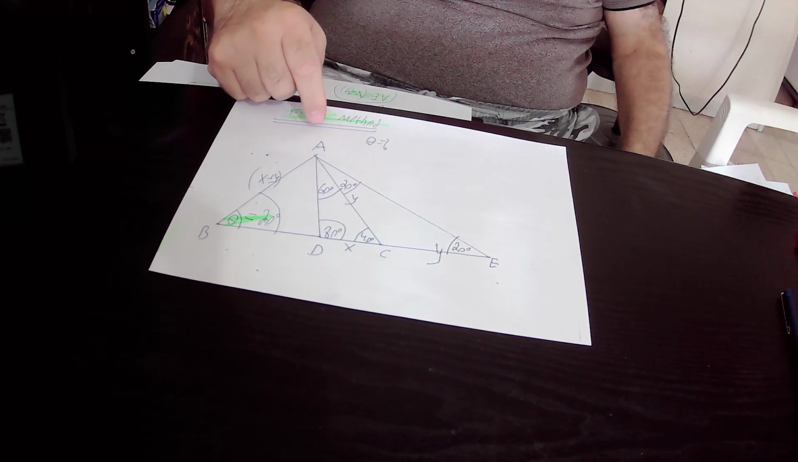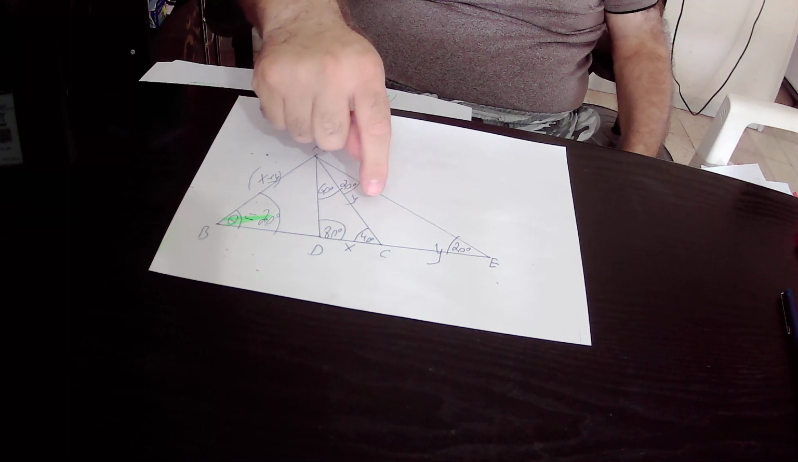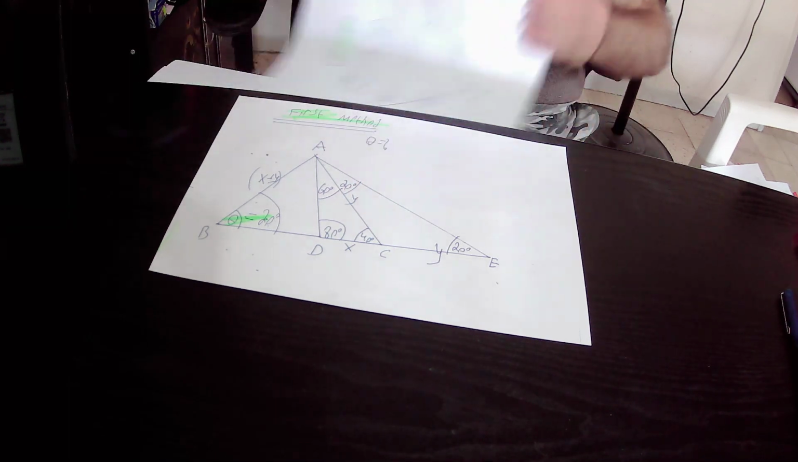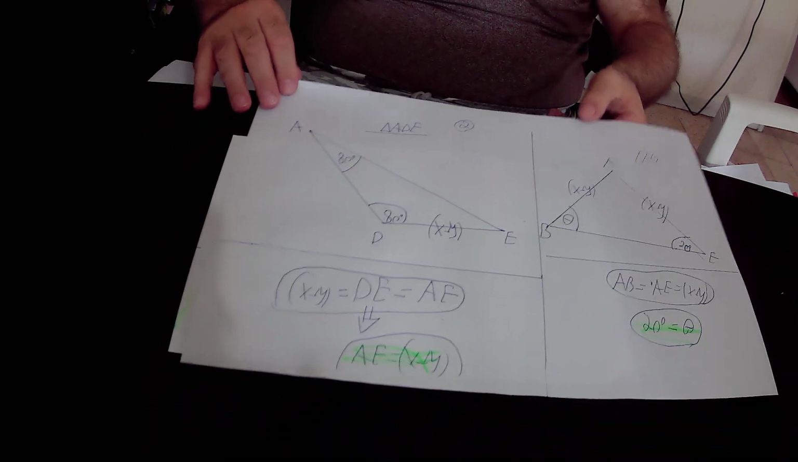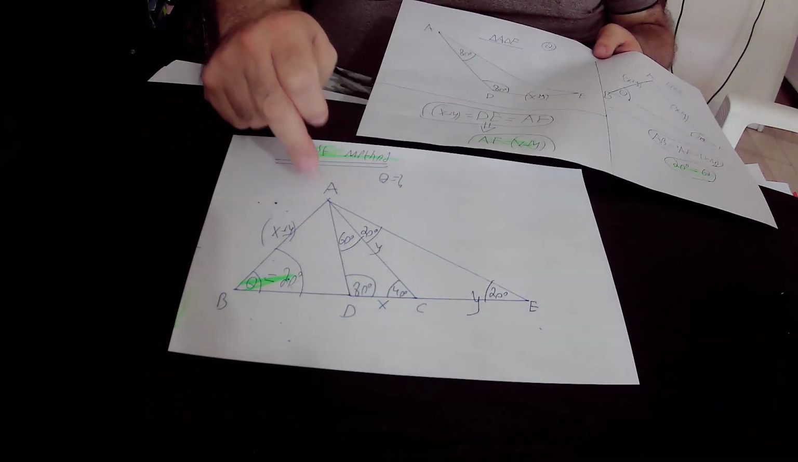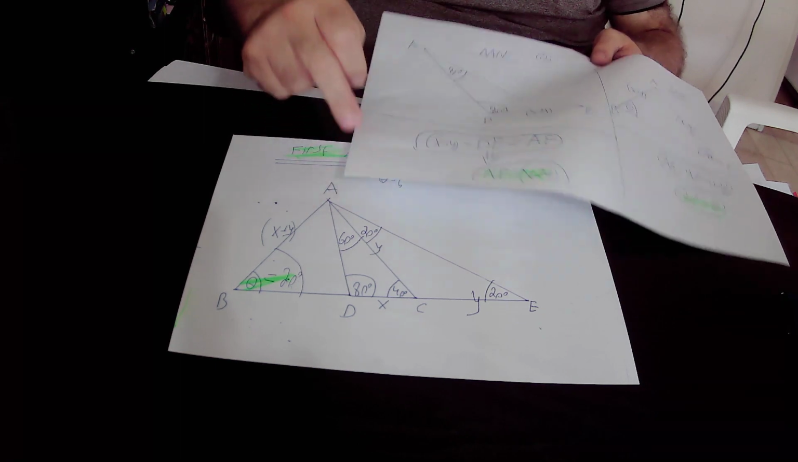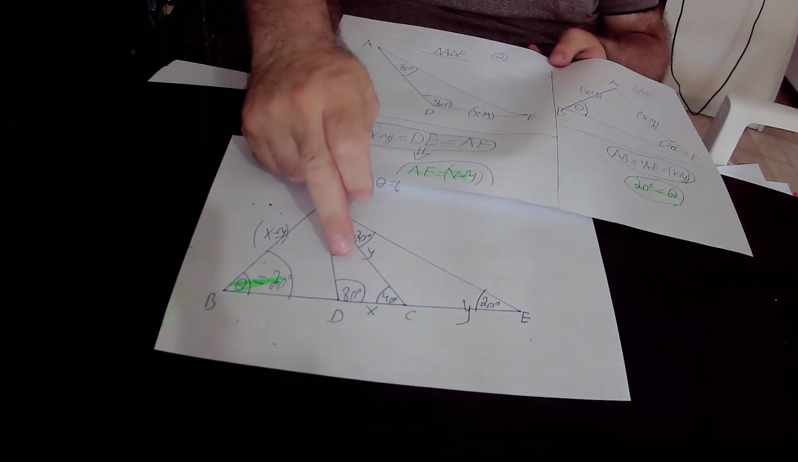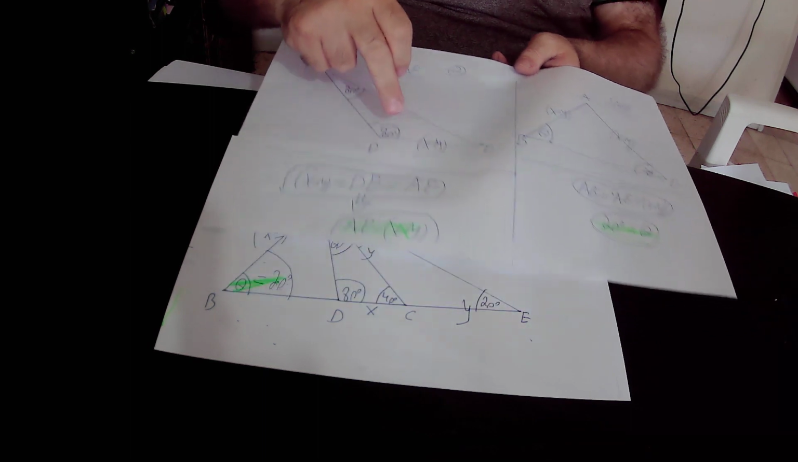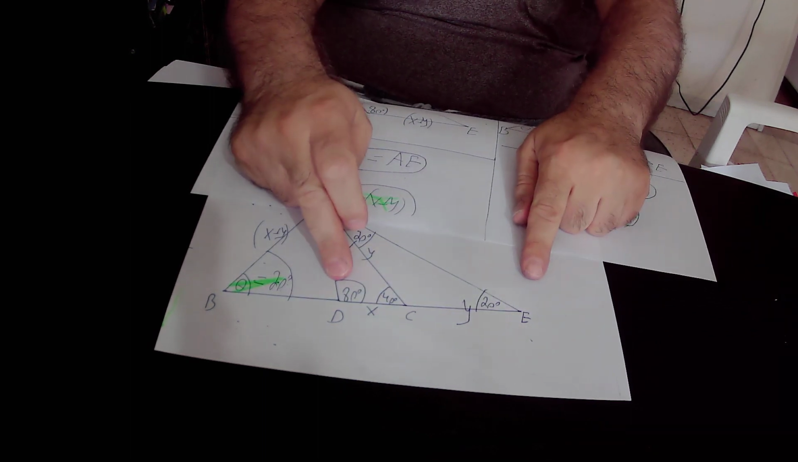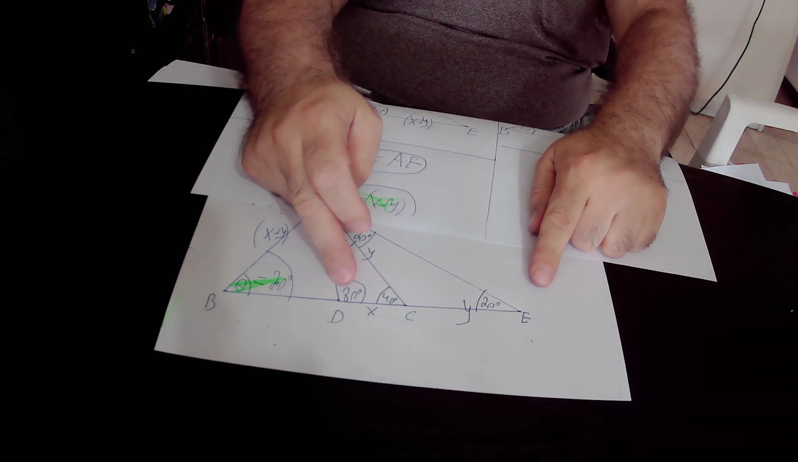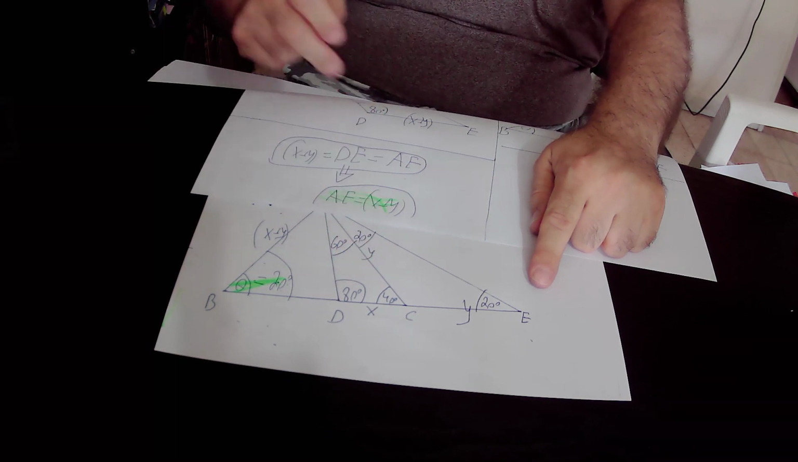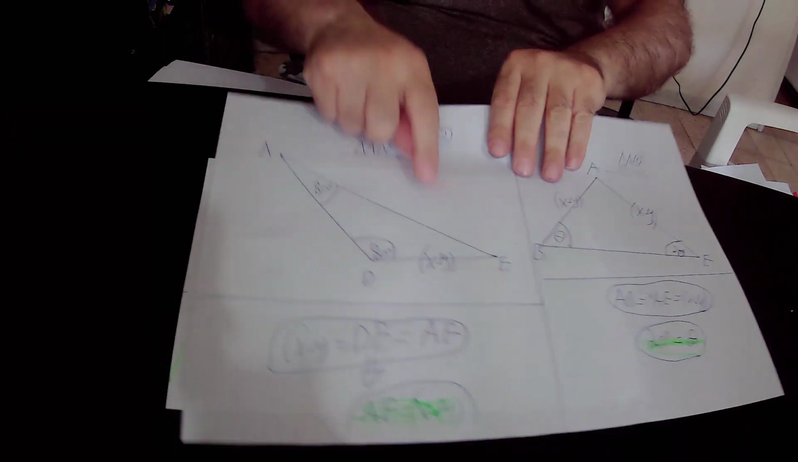Then I copied triangle ADE in a new page and we analyze triangle ADE. This is triangle ADE that I copied from the original drawing. This angle DAE equals 60 degrees plus 20 degrees, that is 80 degrees. This angle equals 80 degrees according to what is given in the question. What is the size of side DE? DE equals DC plus CE. That is to say, DE equals DC, that is X, plus CE, that is Y. So DE equals X plus Y.